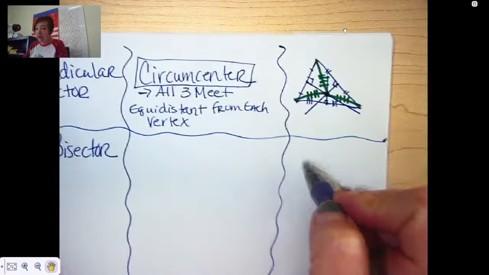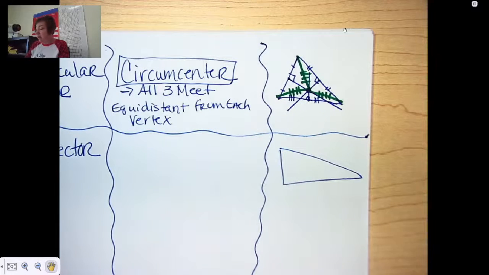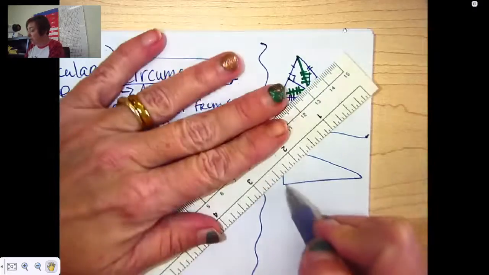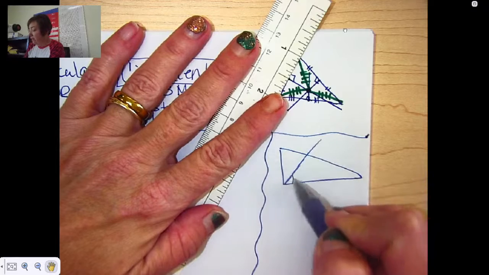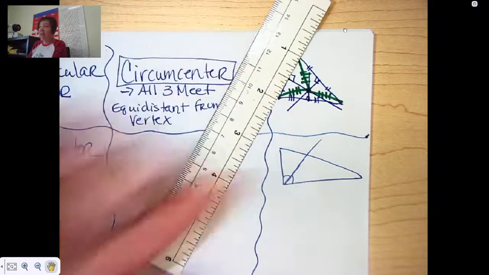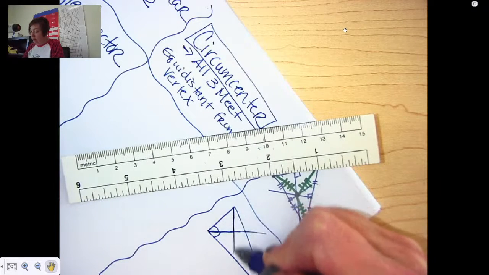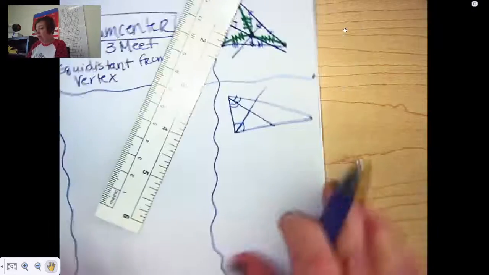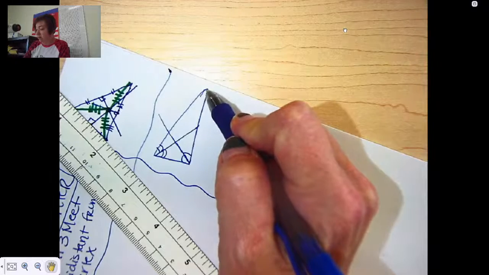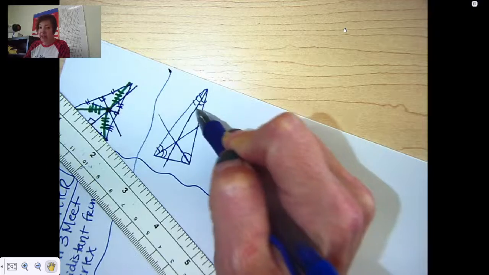So if we sketch out a little triangle, say like this little triangle right here, and we have a segment that goes through this angle, roughly like this, and that angle is congruent to that angle, that's an angle bisector. And then we got another one over here, and this angle is congruent to that angle. And then we got another one over here. And this angle here is congruent to that angle there. So each one of those is cutting the angles in half.